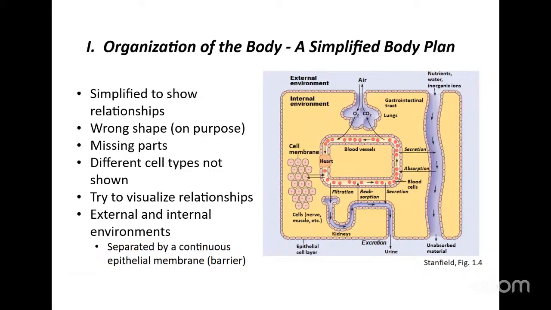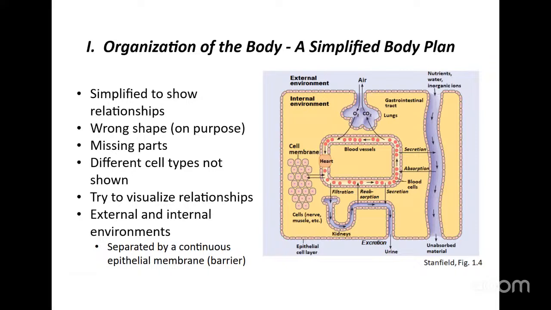When we have the external and internal environment, we're going to have a separation between them. This is going to be an important separation that things like gases would need to cross. So this is our epithelial membrane. Epithelium is basically a cell type. The easiest one to think of is like your skin, lining the outside of the body, separating external from internal, but also lining some other places.